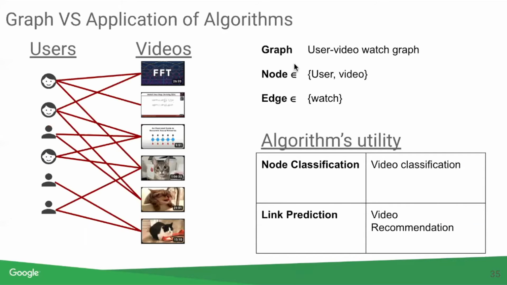If your graph was a user-video watch graph, then your nodes could be a user or a video, and here it looks like a bipartite graph. Each edge could be whether the person liked the video or watched the video. If you do node classification, perhaps you're interested in predicting the category of the video. Is the video about cats or mathematics? That depends on which users interact with it. And if you do link prediction, you might be interested in video recommendation.